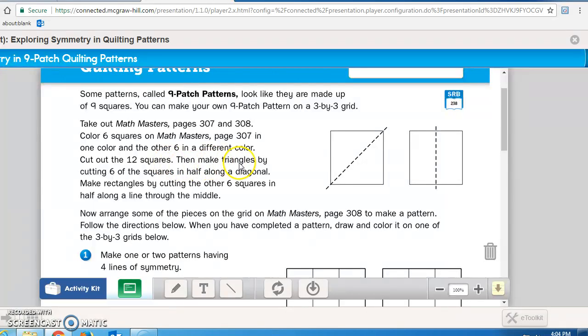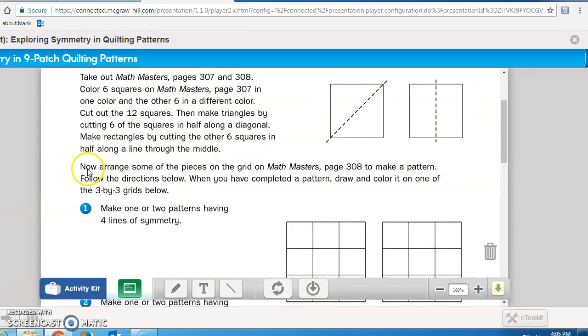Now I want you to make triangles by cutting 6 of the squares in half along a diagonal line. So you're going to cut them like this. Pause the recording and do that instruction. Make rectangles by cutting the other 6 squares in half along a line through the middle, like shown here.